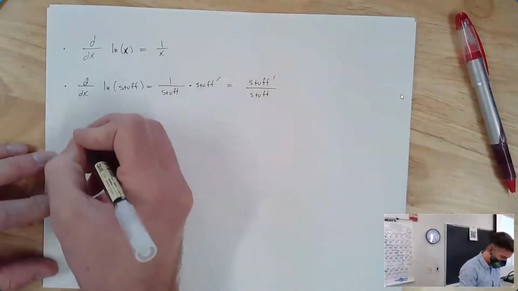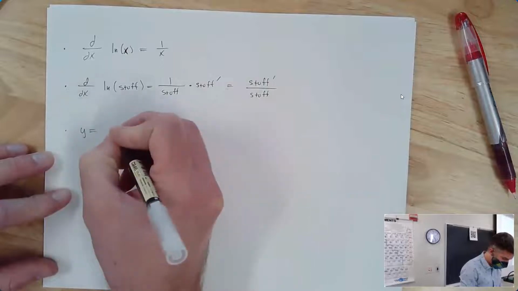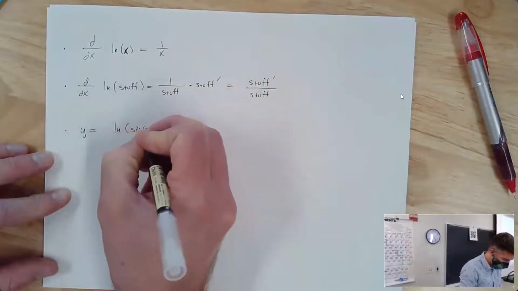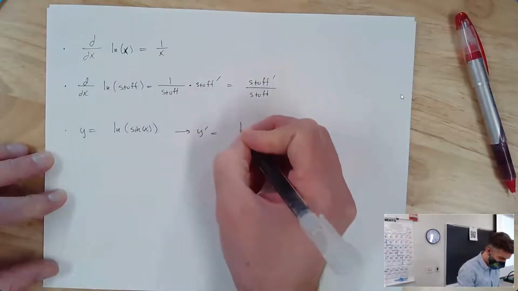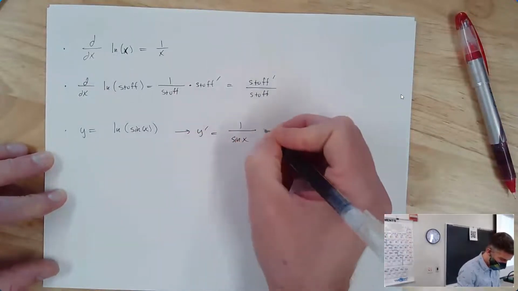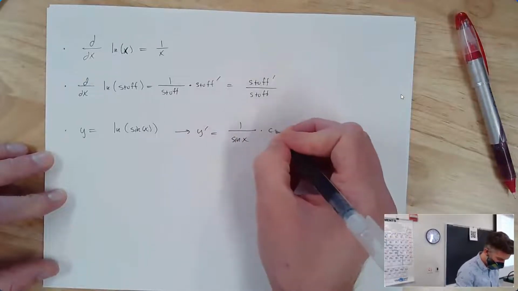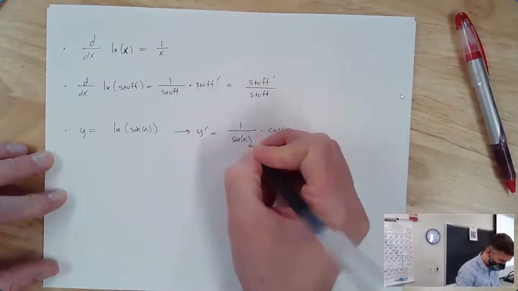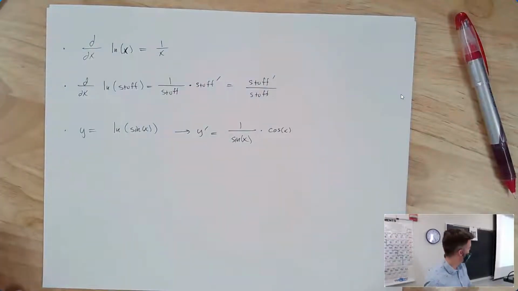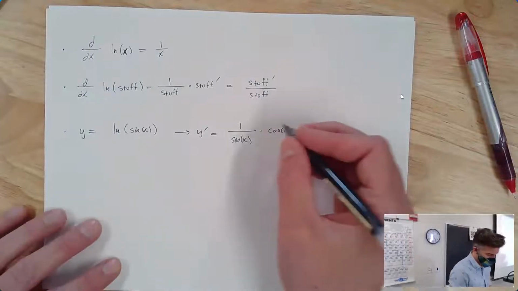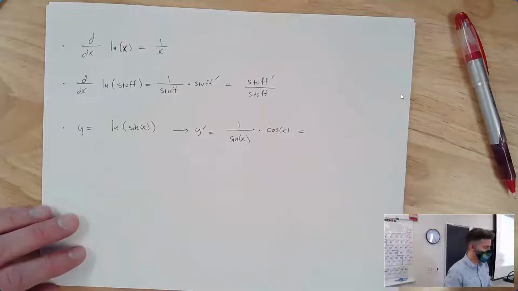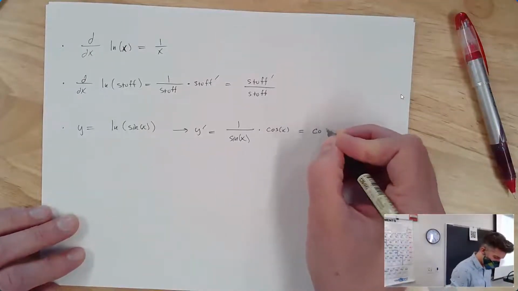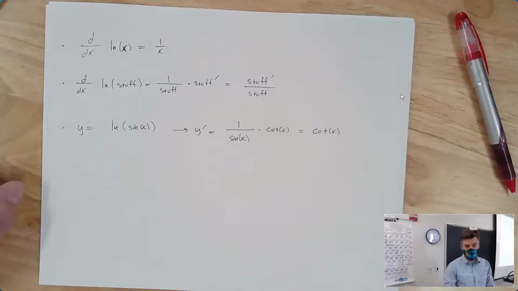So let's do some derivatives. What if our function is y equal to the natural log of sine of x? Let's find that derivative. Well, it's going to be 1 over sine of x times the derivative of sine of x, which is cosine of x. And while you certainly could leave this as 1 over sine times cosine, or even as cosine over sine, it would be much nicer to write this as what? What's cosine over sine also known as? Right. So this is cotangent of x.